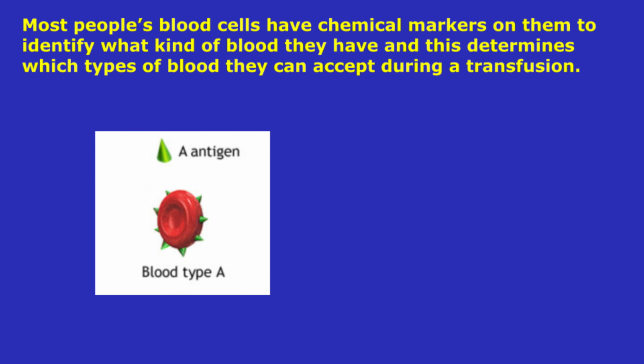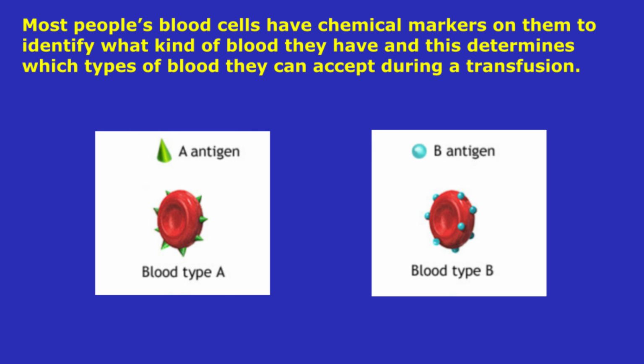There are four main blood types: blood type A, blood type B, AB, and O. If you have blood type A, you actually have a little sugar coating the outside of your red blood cells that effectively says, "Hi, I'm blood type A." On the other hand, if you have blood type B, you have a different sugar coating the outside of your cells that says, "Hi, I'm blood type B."